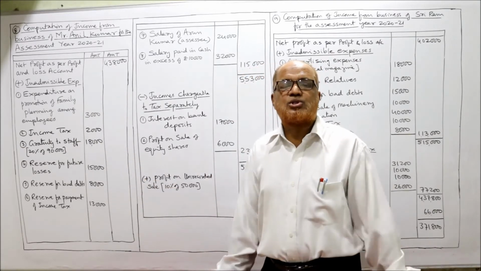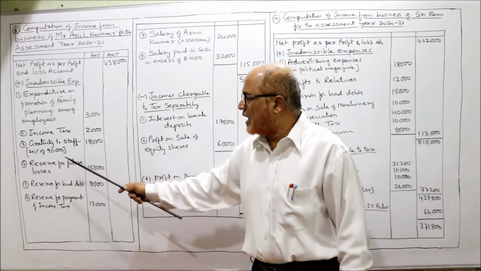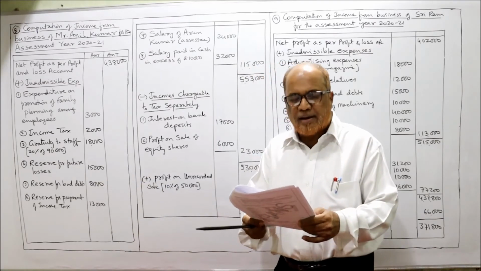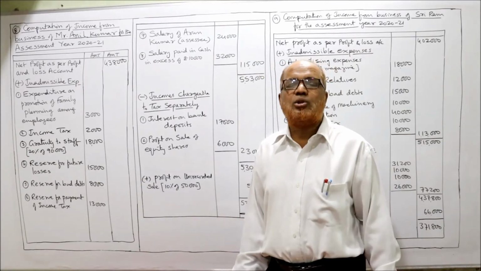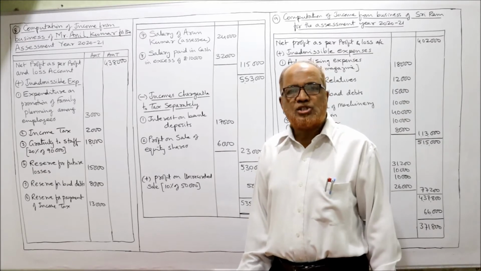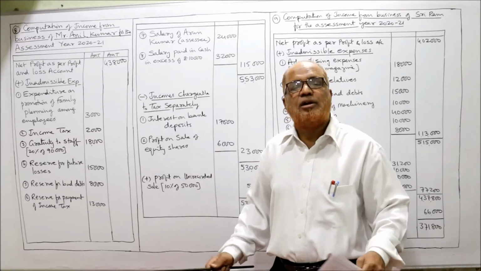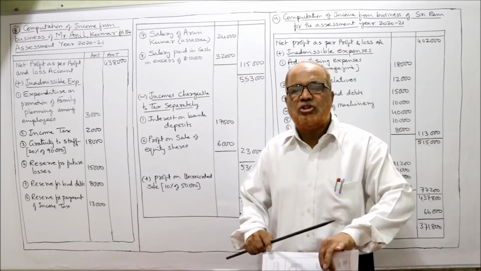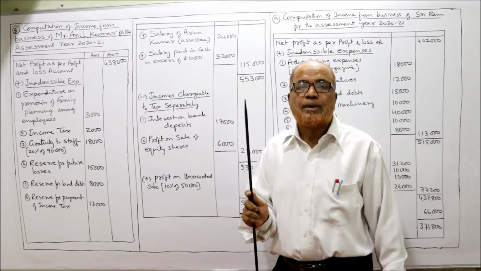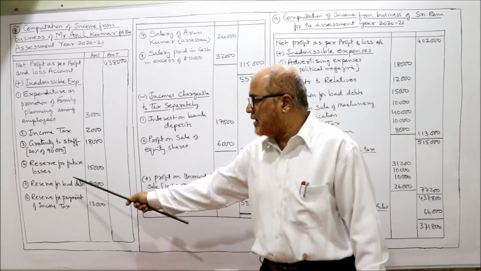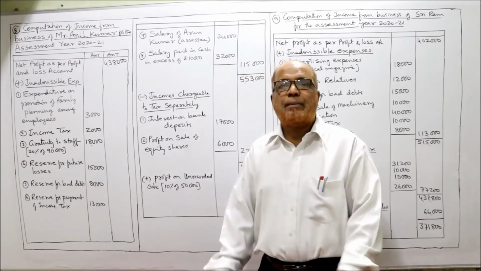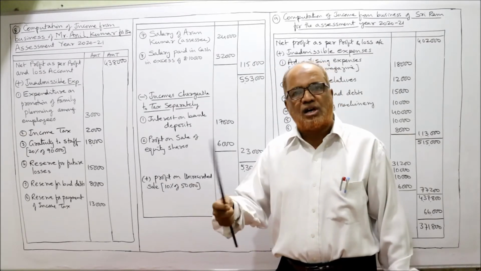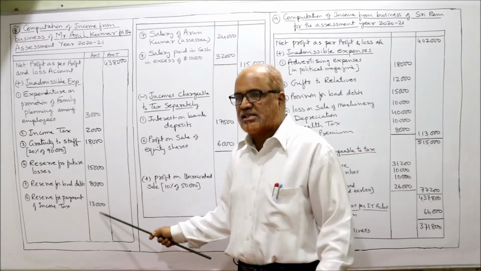Then comes gratuity to staff. So 20% will be disallowed. Gratuity to staff, 20% of 90,000, 18,000 disallowed. Reserve for future losses, it is not an expenditure. Reserve for future losses is not an expenditure, disallowed. Reserve for bad debts, not allowed. Actual bad debts are allowed, but provision for bad debts or reserve for bad debts disallowed. Reserve for payment of income tax, disallowed. Income tax paid or reserve for payment of income tax, completely disallowed.